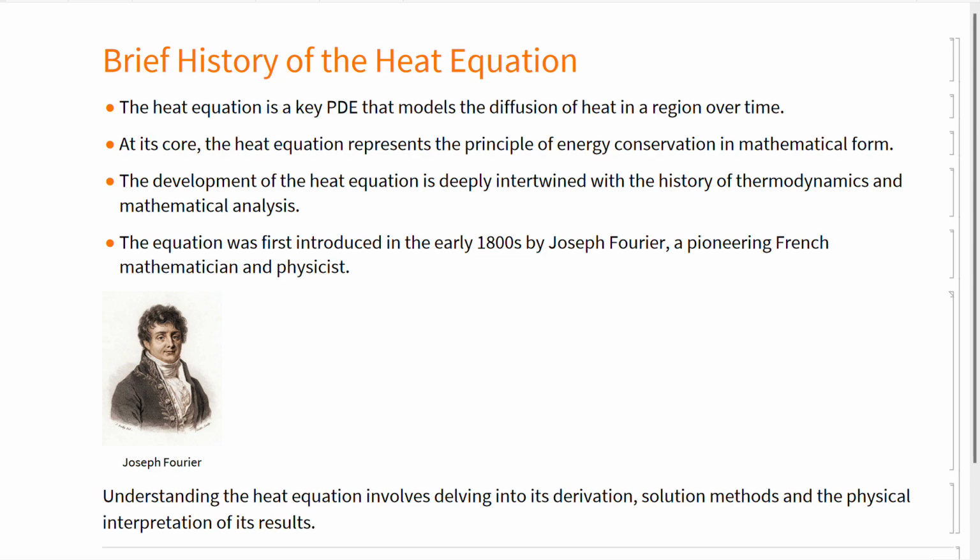The development of the heat equation is deeply intertwined with the history of thermodynamics and mathematical analysis. The equation was first introduced in the early 1800s by Joseph Fourier. In his work, The Analytical Theory of Heat, published in 1822, Fourier introduced the idea that heat conduction could be modeled using a differential equation. Fourier's work laid the foundation for the mathematical study of heat transfer, and the equation he derived is now known as the Fourier heat equation.